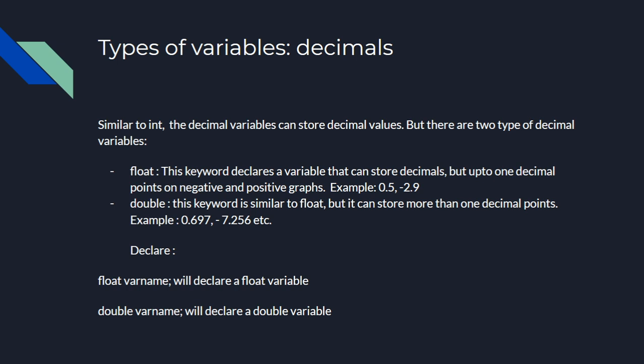Both have the same functionality of storing decimals, but the difference between float and double is in their capacities. Float can store up to one decimal place, as in the example 0.5 in positive and negative 2.9. But double can store more than one decimal place, like 0.697 in positive and negative 7.256. It can be even more depending upon the calculation being done. Since double can store more than one decimal place, it may take much more computation power to calculate some functions.